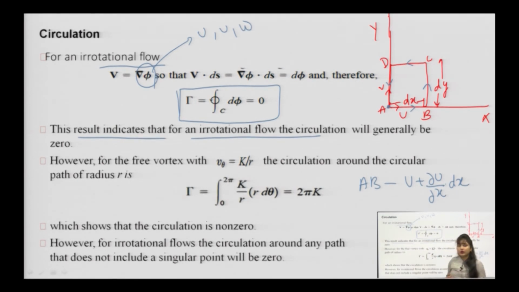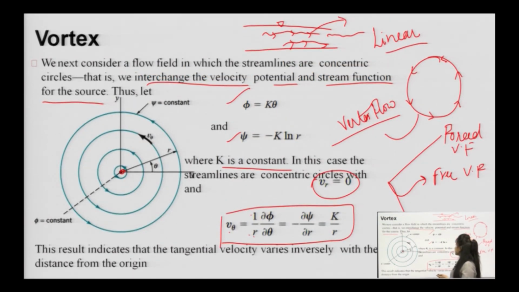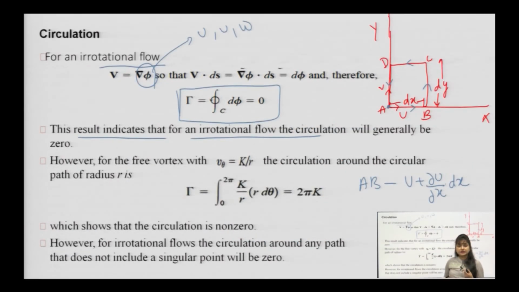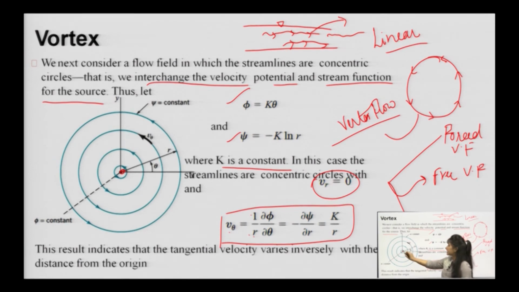But for free vortex flow, we have covered this previously. Free and forced vortex: forced is where we provide an external torque, and free is where the fluid particles are free to move in a circular path due to any number of reasons. Now, for the free vortex flow, the tangential velocity is taken as k by r, where k is a constant and r is the distance from the origin to that concentric circle, where you have drawn phi as constant or psi as constant.